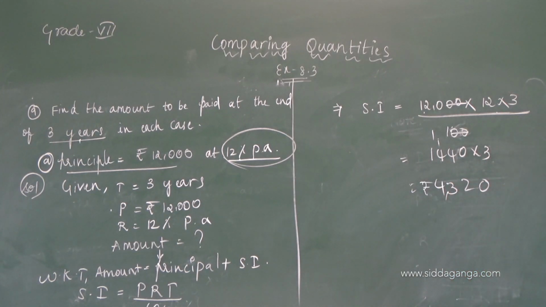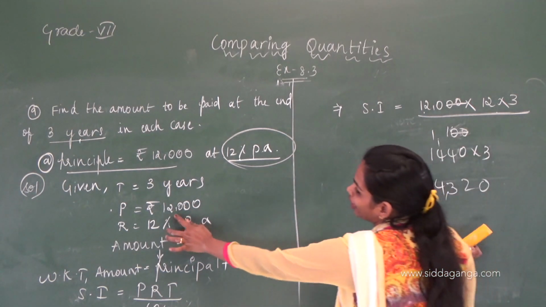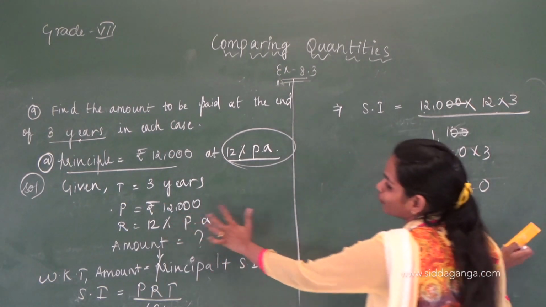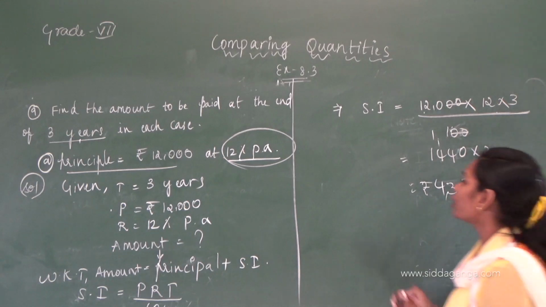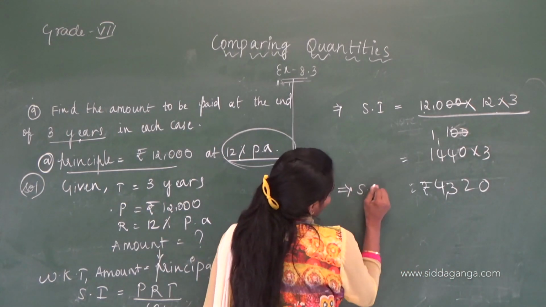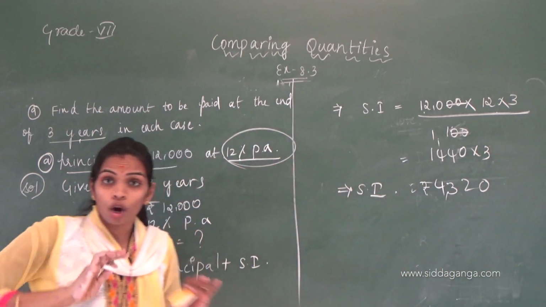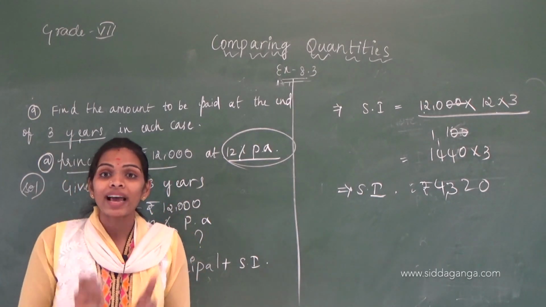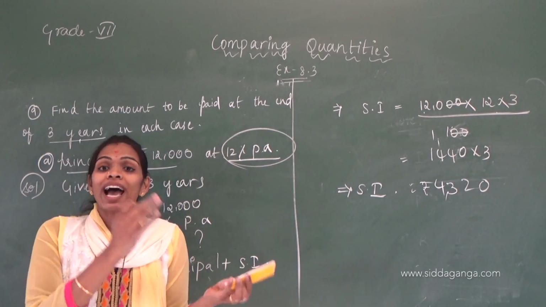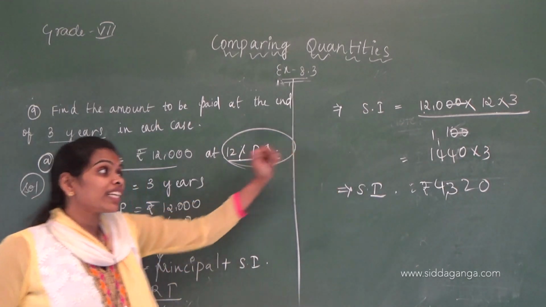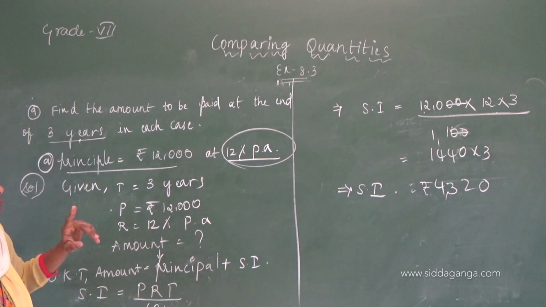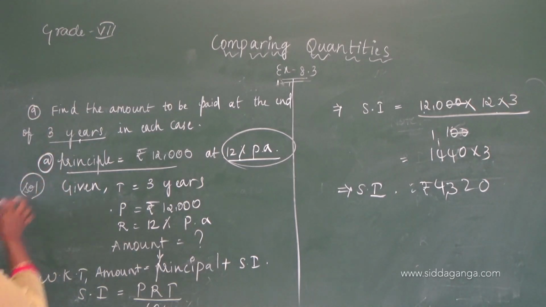What is the simple interest on the amount of 12,000 at 12%? It is 4,320. Simple interest is 4,320. They are not asking us to find the simple interest. They are asking us to find the amount. Here we know the principal, simple interest we know. Now we have to find the amount.